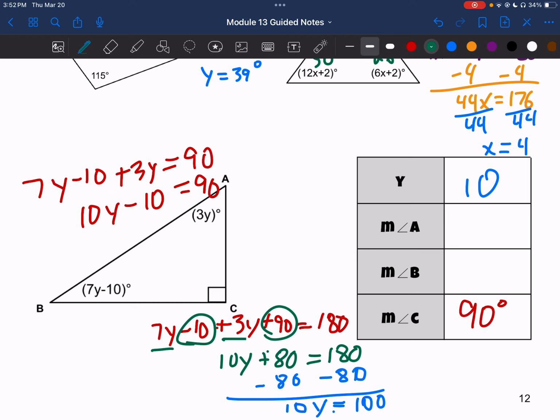All right, so now angle A is 3 times y. 3 times 10 is 30 degrees. And angle B, 7 times 10 is 70, minus 10 is 60 degrees. So this is a 30, 60, 90 right triangle.